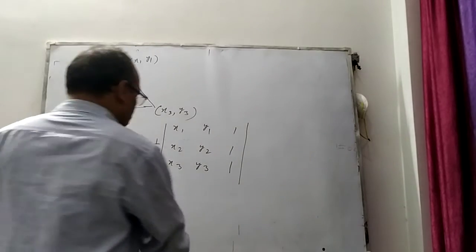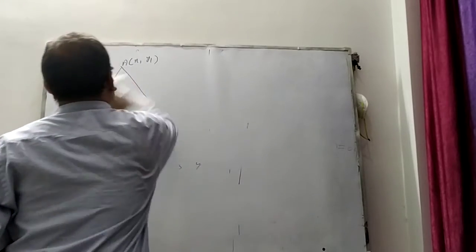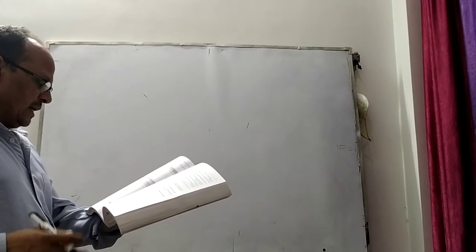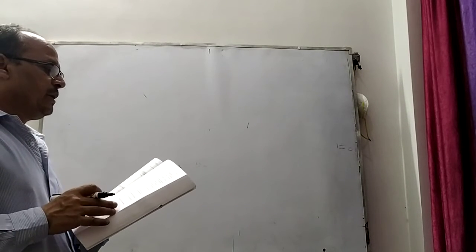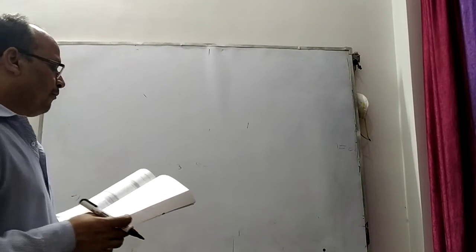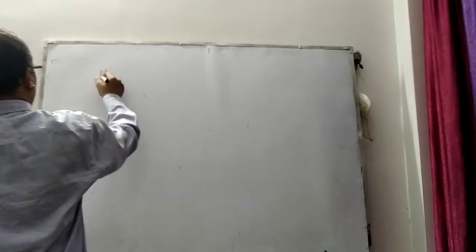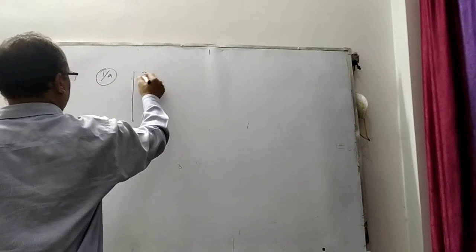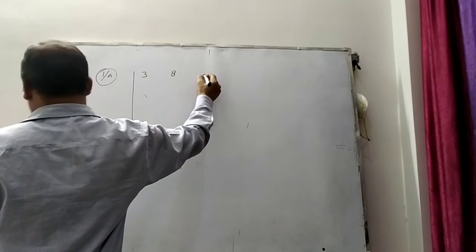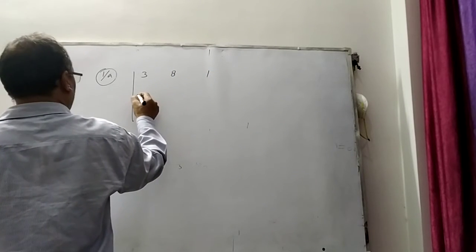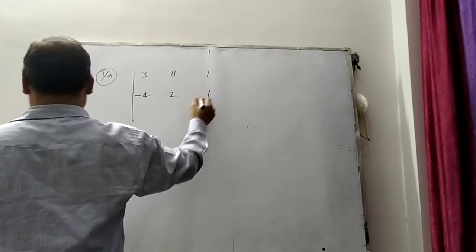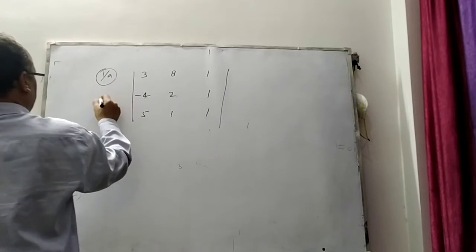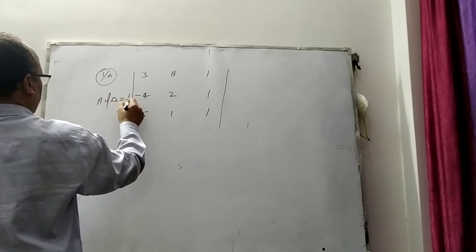Now you will see some questions of 4.3. Using determinant find the area of triangle. First question, using determinant show that the points are collinear. This is the first A. So points are 3, 8, 1, then minus 4, 2, 1, then 5, 1, 1. Area of triangle equal to 1 by 2.